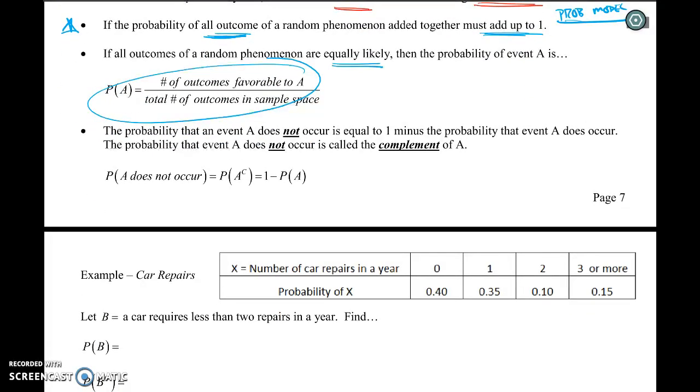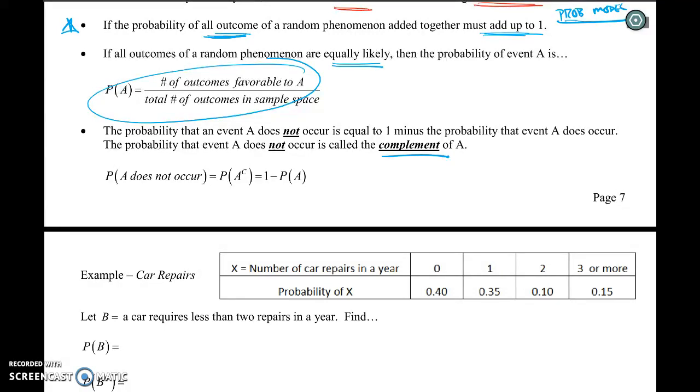The probability that event A does not occur is equal to 1 minus the probability that event A does occur. The probability that event A does not occur is called the complement of A. So this is the definition of the complement.